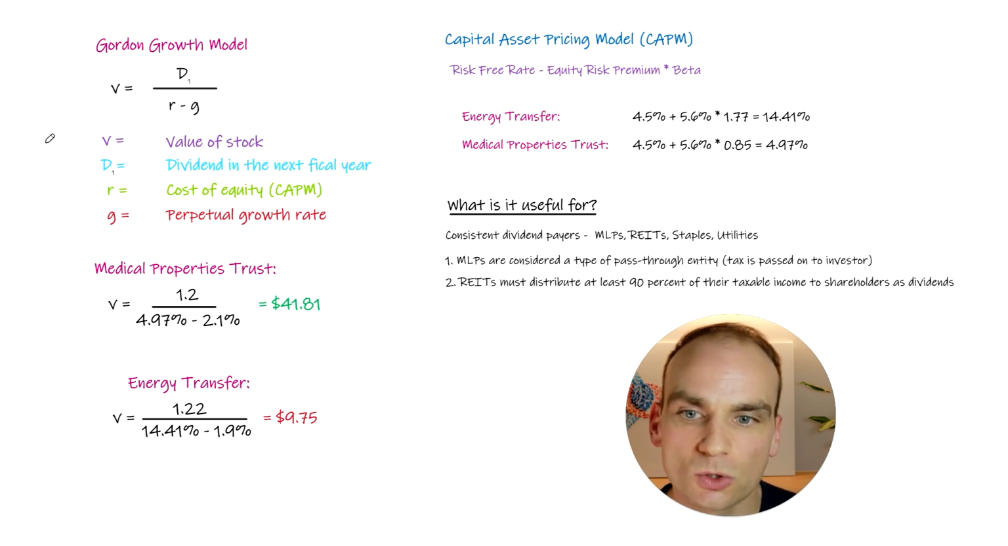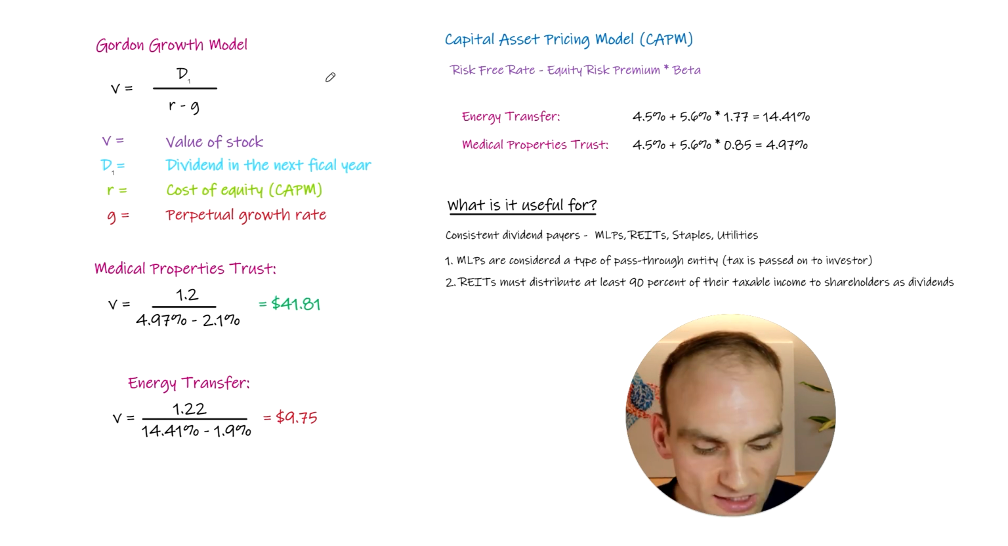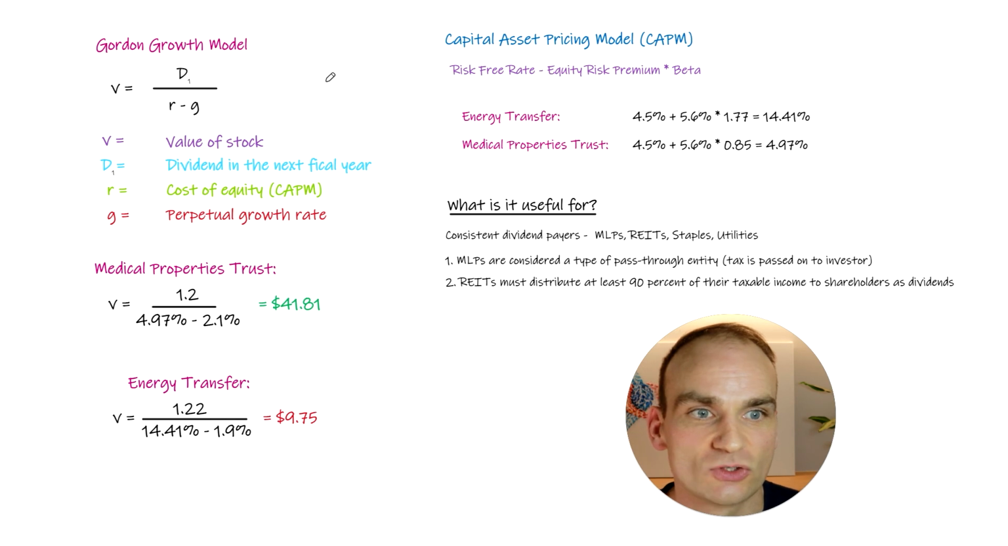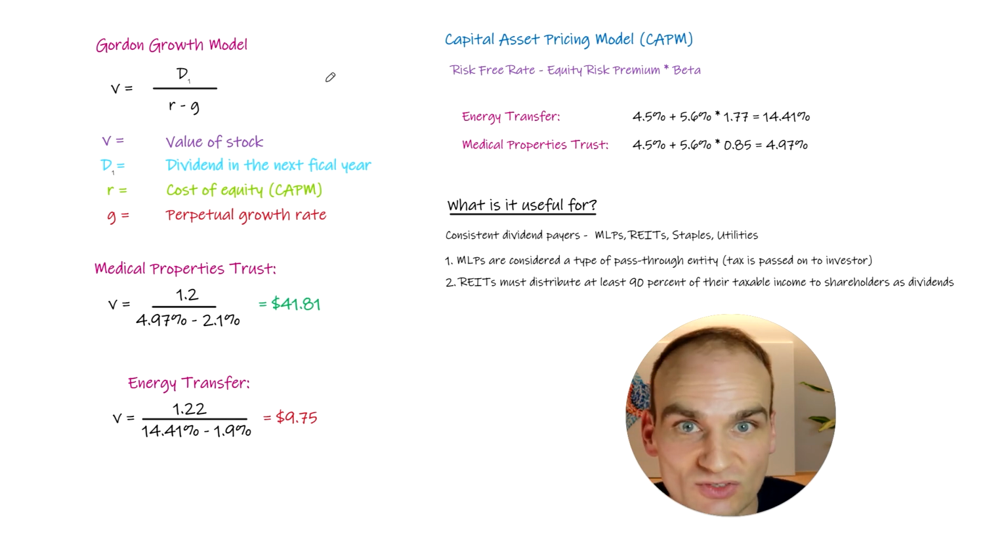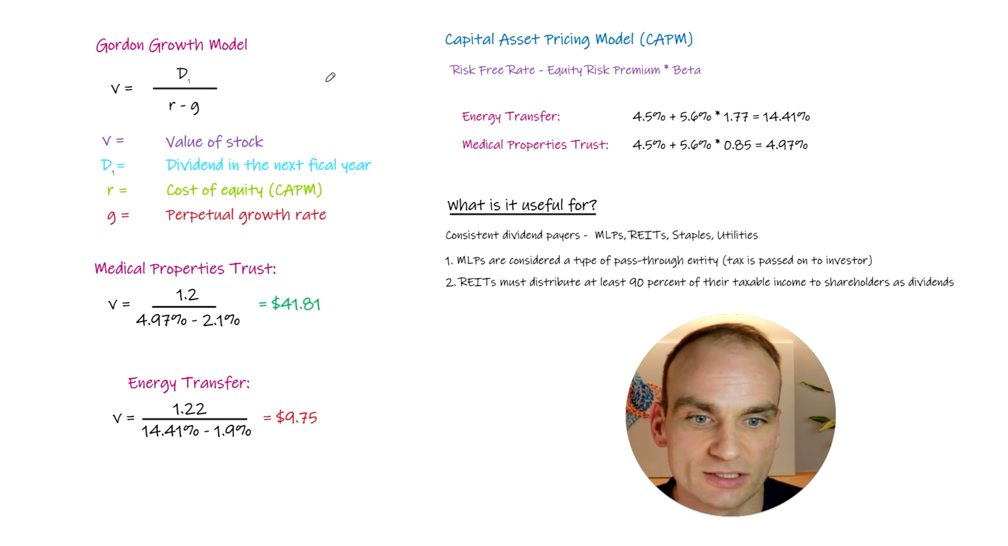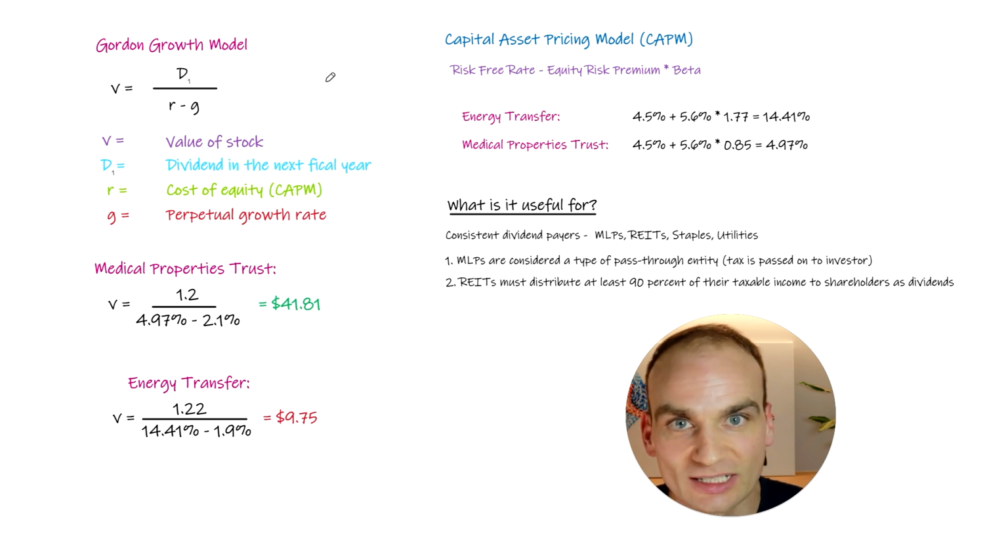So what the Gordon growth model can do for us is help us understand whether a company is trading at a discount relative to its expected cash flow in terms of dividends for the investor or not. And again, provided that all the T's are crossed and all the I's are dotted, this could be a good investment to look a little bit deeper into. The Gordon growth model can help us set our expectations over the next couple of years.